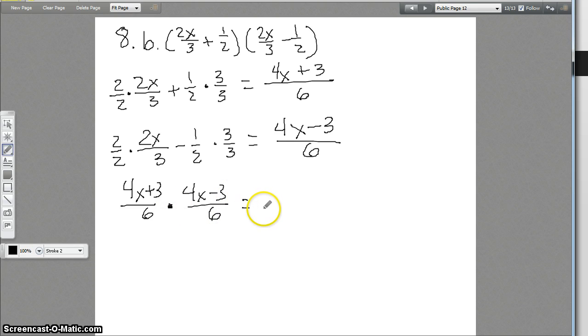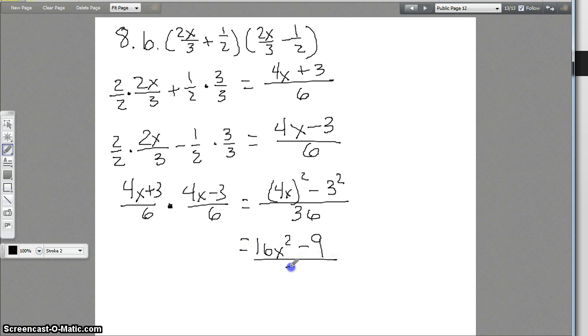Okay, so when we have fractions that we're multiplying, we multiply across the numerator and then we multiply across the denominator. Well, the denominator is easy. 6 times 6 is 36. So now let's look at our numerator. We have the sum of two terms multiplied by the difference of two terms. That means we can take the square of our first term and then subtract the square of our second term. So we have 16x squared minus 9 over 36.